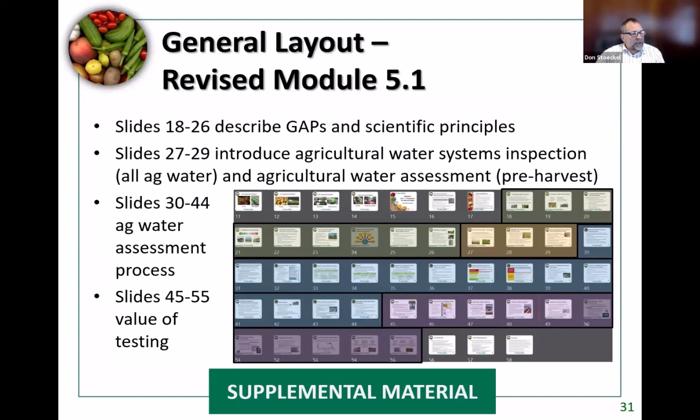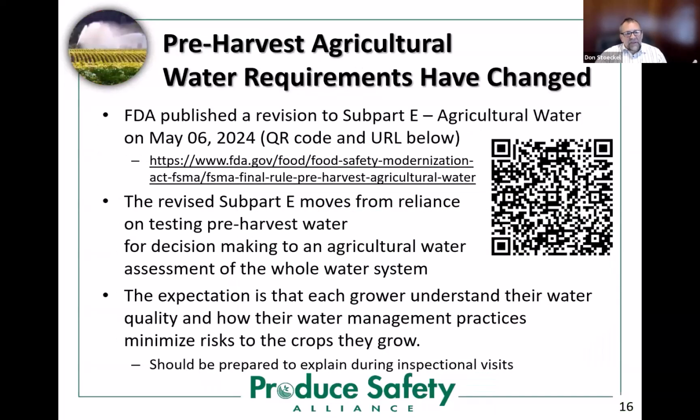And then we'll end with the conclusion slides, as we often do. So back to the revised module 5.1, we're on slide 16. This is an introductory slide that just talks about pre-harvest agricultural water requirements.